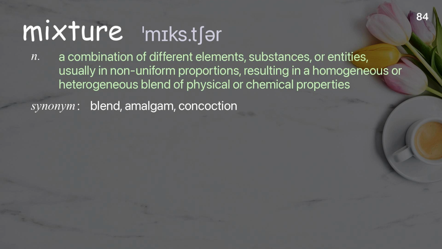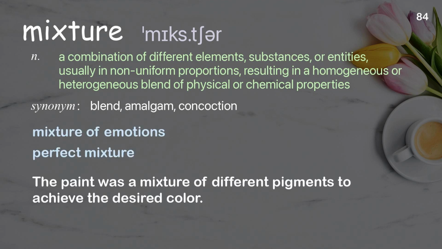Mixture: A combination of different elements, substances, or entities, usually in non-uniform proportions, resulting in a homogeneous or heterogeneous blend of physical or chemical properties. Examples: Mixture of emotions. Perfect mixture. The paint was a mixture of different pigments to achieve the desired color.